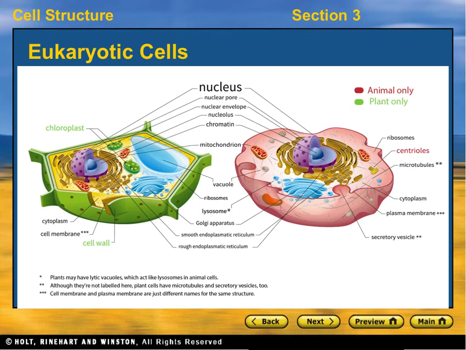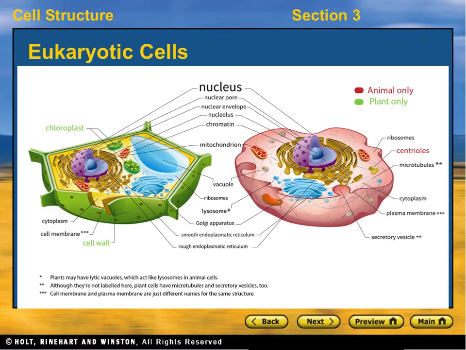When we look at the picture here, on the left we have the plant cell, and on the right we have an animal cell. To look at a few differences and similarities, the easy thing is to go right down the center. Both plant and animal cells have a nucleus, nuclear pores, nuclear envelopes, the nucleolus, and chromatin, which we haven't talked a whole lot about yet. They have mitochondria, vacuoles, ribosomes, lysosomes, Golgi apparatus, both smooth and rough ER, cell membranes, and cytoplasm.